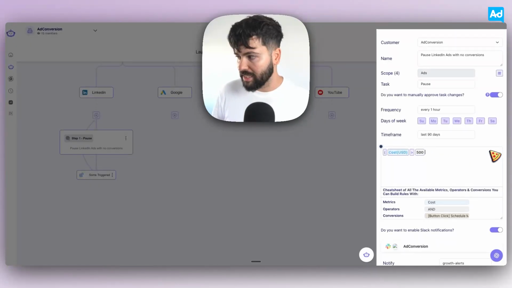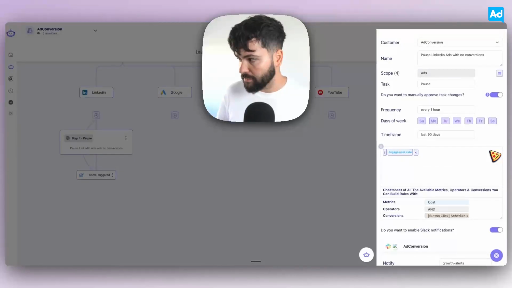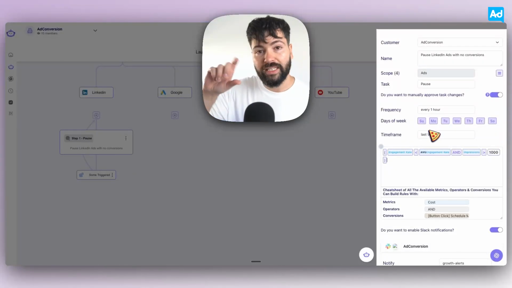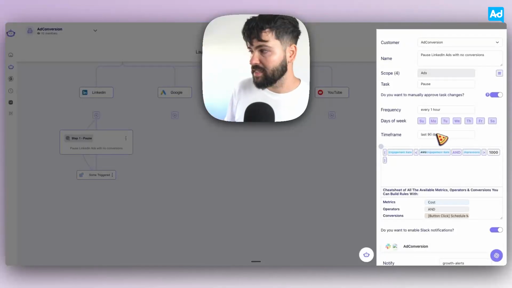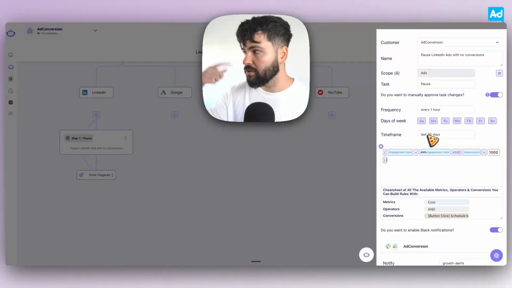So like another really common example that we use all the time for LinkedIn is we use engagement rate for our awareness campaigns. You could also use dwell time. That's a newer metric if you're interested in dwell time. But one that we always use is if our engagement rate is less than our average engagement rate and impressions are greater than 1,000. So this is one that we find ourselves using all the time. And with this, it's pretty cool because using the average metric, it'll update based on the time frame. So in this case, it'll look at my engagement rate over the last 90 days and then pull in that value once the rule runs.